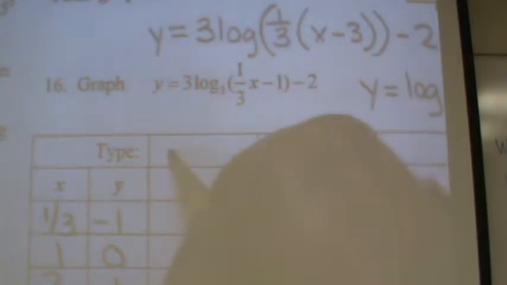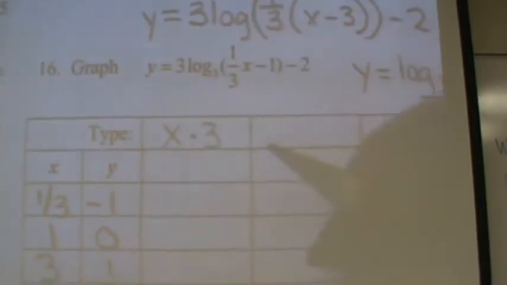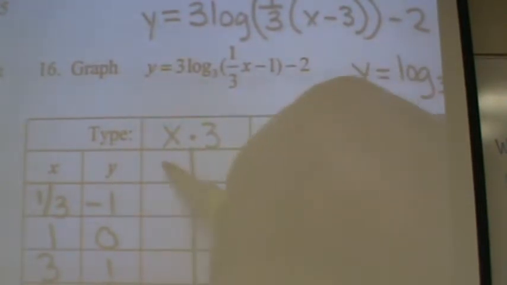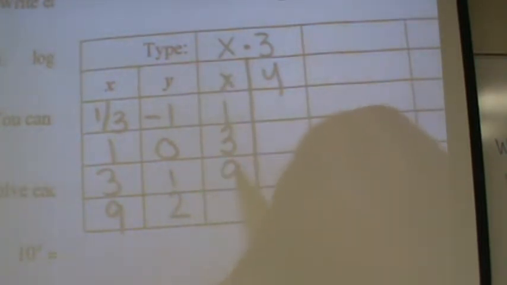You're going to take your x value and do what? Times 3. Times it by 3. So go ahead. Times them all by 3. What do you get when you multiply this by 3, this by 3, this by 3, this by 3? 1, 3, 9, 27. Yep.